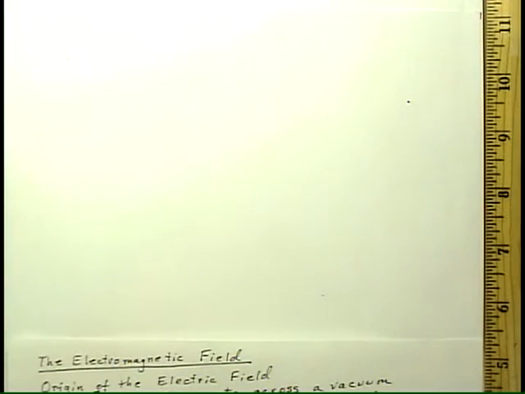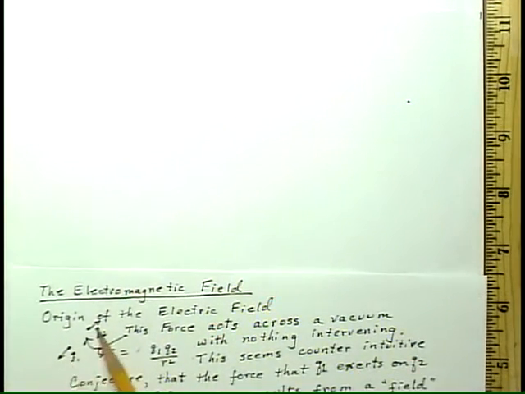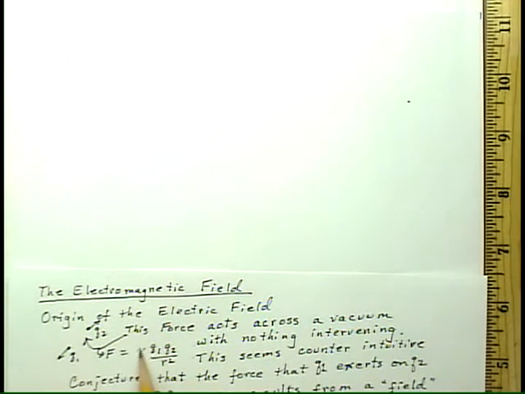Reviewing very quickly the electrostatic force for the electromagnetic field, if we think of two charges, Q1 and Q2, then we know that the force between those, the Coulomb force, acts across the vacuum with nothing intervening. And we get a force, at least in magnitude, which is Q1 times Q2 over r squared times the constant K.